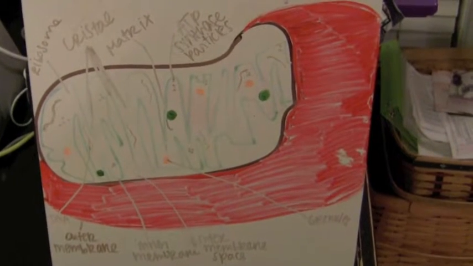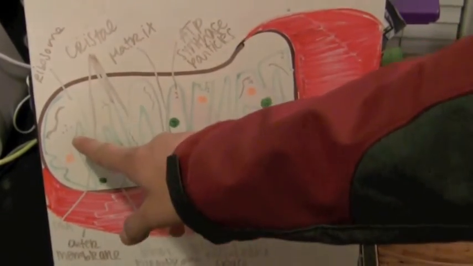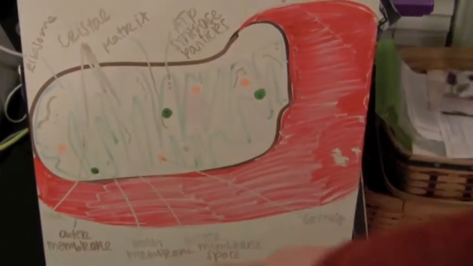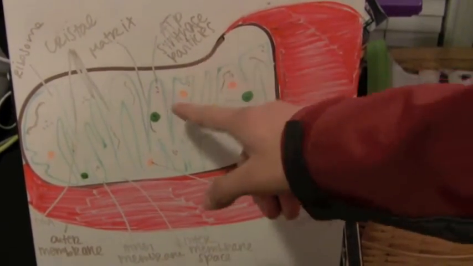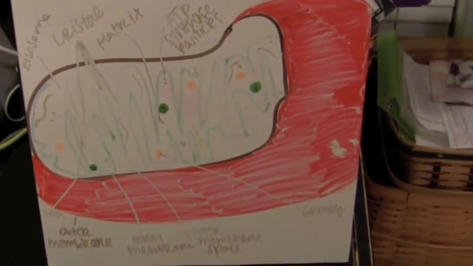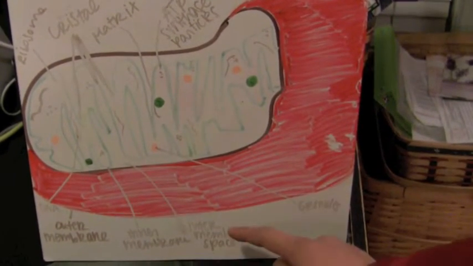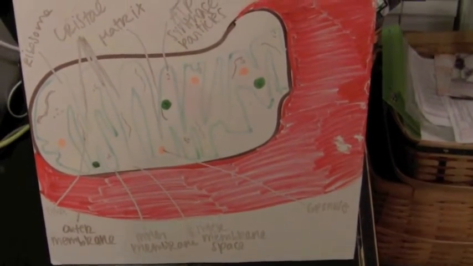This is the structure of a mitochondria. Here's a ribosome. The squiggly things are the cristae. The matrix is right there. ATP synthase particles right there. There's DNA. The outer membrane, the inner membrane, the intermembrane space, and then these are the granules.